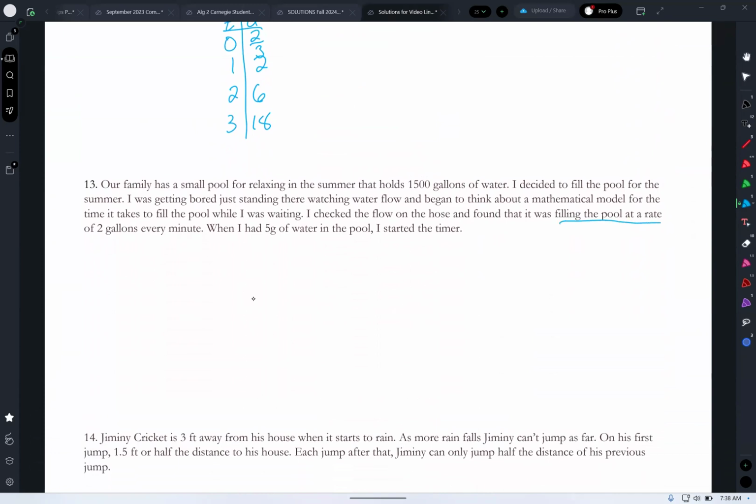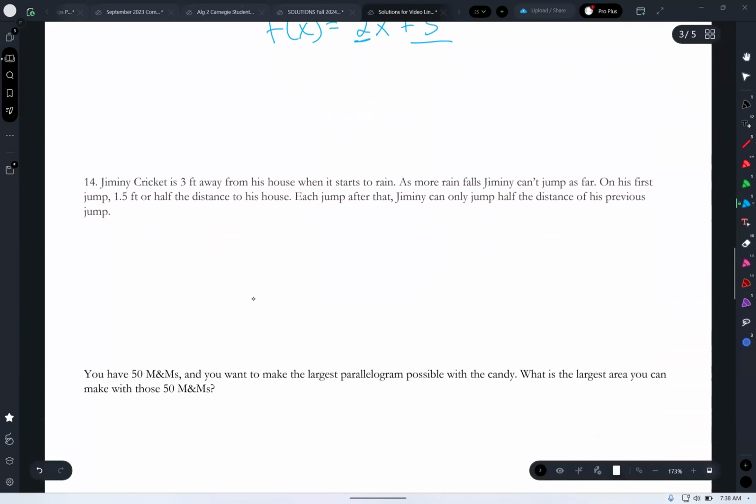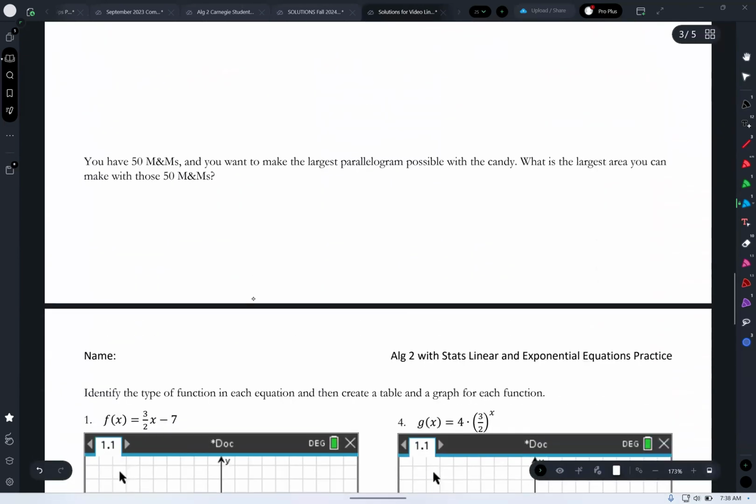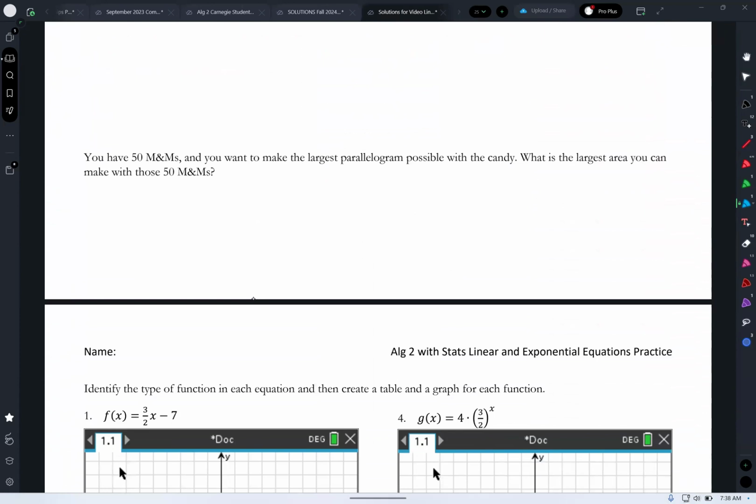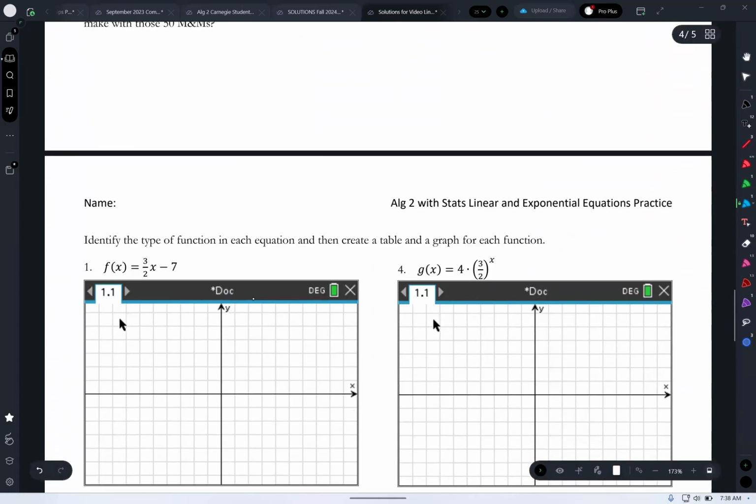We're adding here in number 13, 2 gallons every minute. That's repeated addition. And that's also going to be my slope. You can make a table to verify this. But the starting value is my y-intercept, repeated addition by 2, constant additive rate of change. Last one that I'm going to talk about here, actually, I'm going to talk about a couple more.